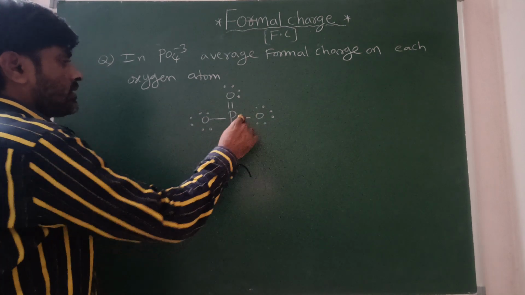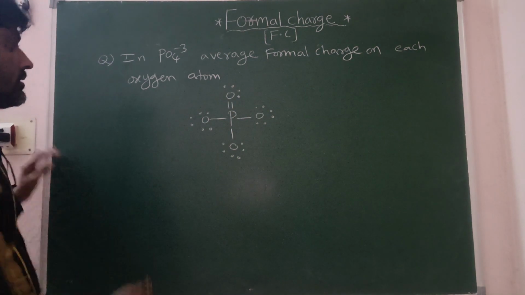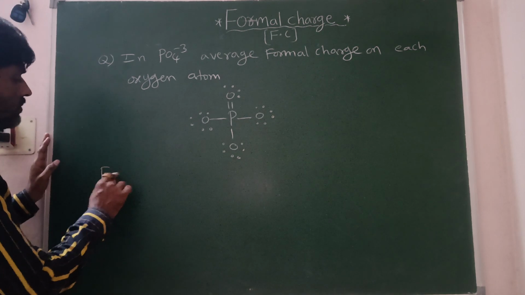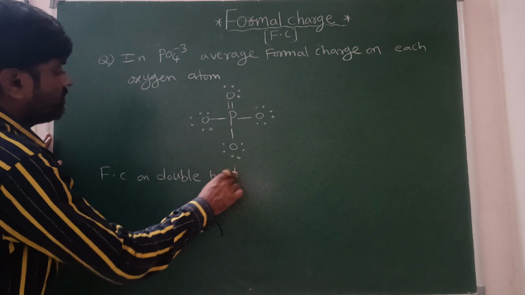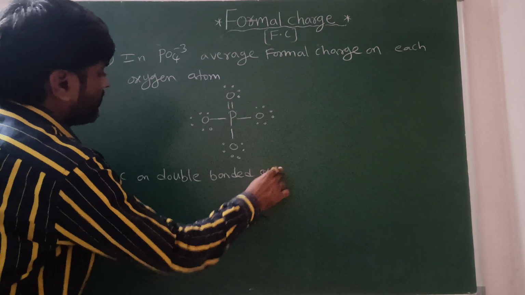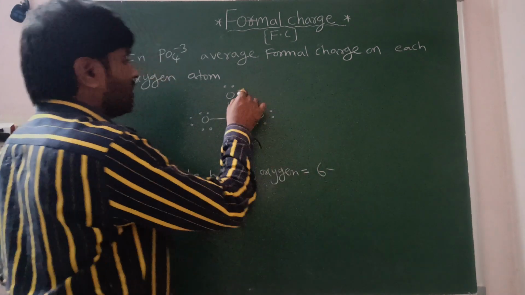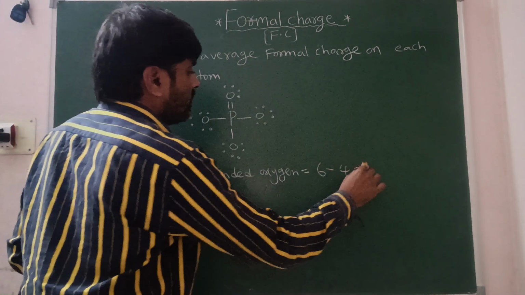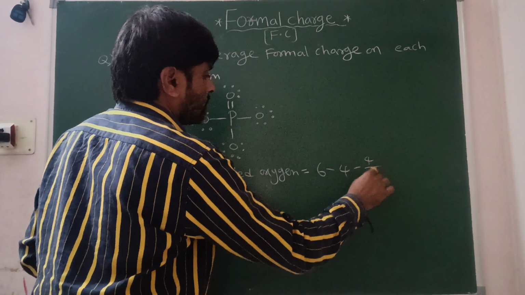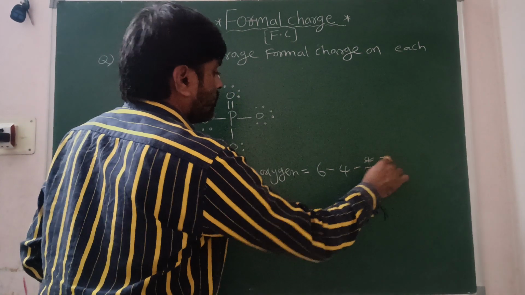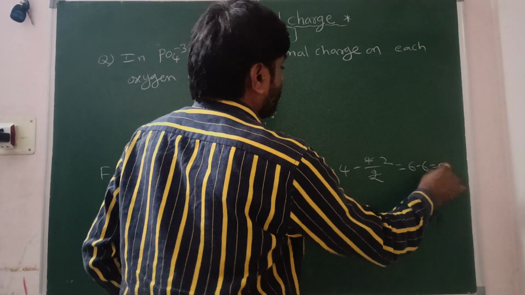These 3 oxygens are looking same, 1, 2, 3. This oxygen is different. So first we are calculating formal charge on double bonded oxygen. So oxygen valence electrons 6 and non-bonded electrons are 4 minus, it forms how many bonds? 2 bonds, means bonded electrons 4 by 2, 2 ones are 2, twos are. So 6 minus 6, 0.